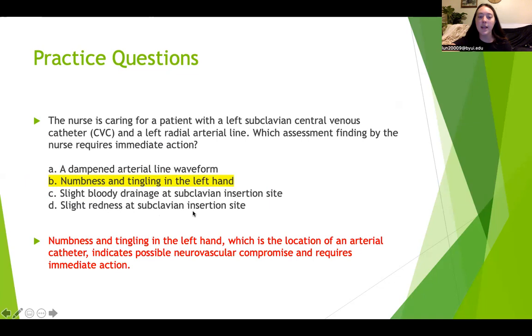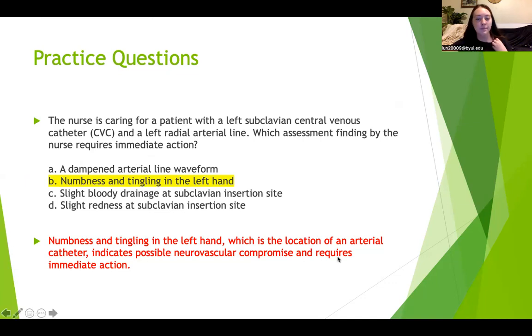Okay. Slight redness at subclavian insertion site. Slight means like there's probably not a problem. It's obviously there's a catheter inserted there, so it's going to be a little red. Slight bloody drainage as well. Obviously, if it was like profusely draining red blood, or if it was super red, super itchy, that would be an issue.